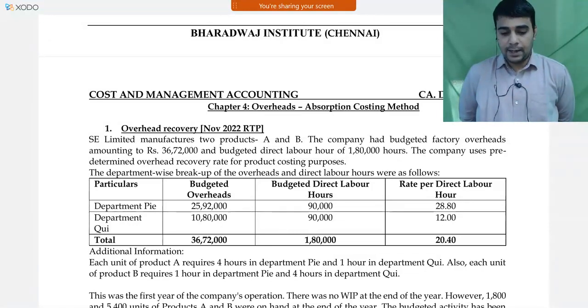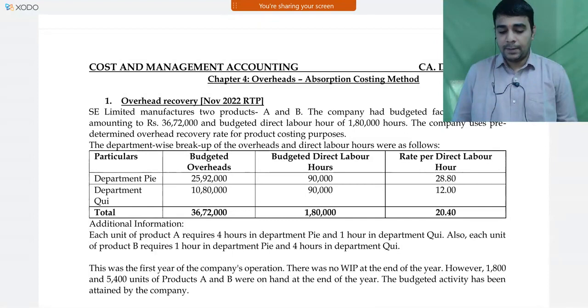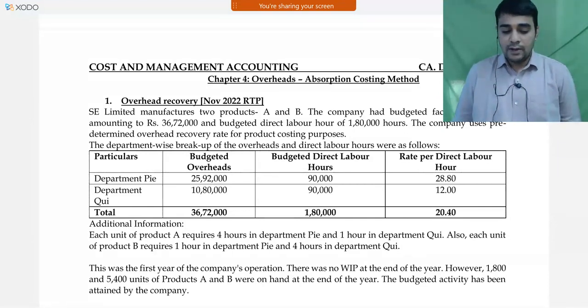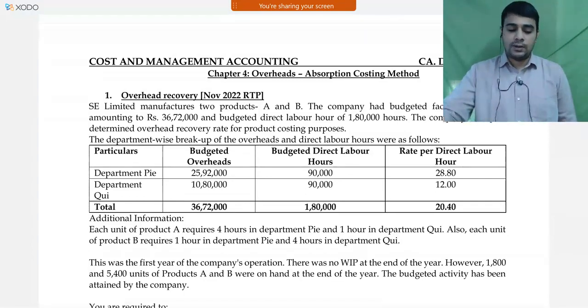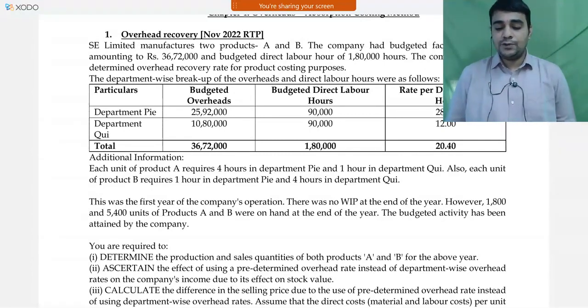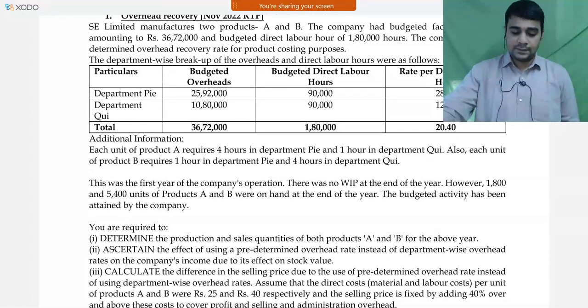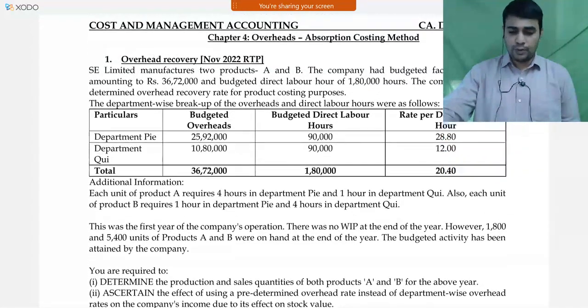Department P, Department Q. Additional information: each unit of product A requires 4 hours in Department P and 1 hour in Department Q. Each unit of product B requires 1 hour in Department P and 4 hours in Department Q. It is the first year of the company's operation, with no WIP at the end of the year. However, there is some stock. You are required to determine the production and sales quantity, the effect of using a predetermined overhead rate instead of department-wise recovery rates, and the difference in selling price.